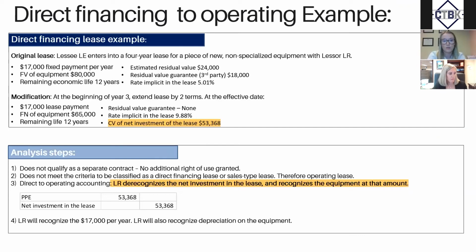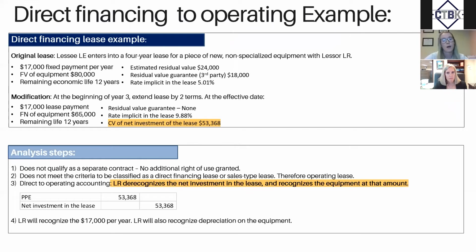So in our direct financing example, the lease is changing to an operating lease. Again, at the top, we just gave you the characteristics of the original lease, so you can see why it was originally a direct financing lease. It's a 4-year lease for a new piece of equipment. I want to just highlight the residual value guarantee by a third party. That is what makes this a direct financing lease, the third party guarantee plus the present value of the lease payments.